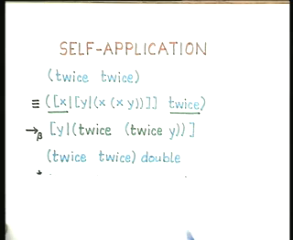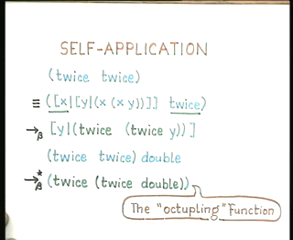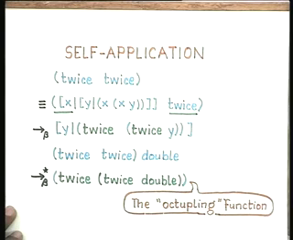So if, in fact, you were to apply it to double again, what you would get is twice of double and twice of that, which is the octupling function, if you like. I mean, this is, by the way, this is my name.